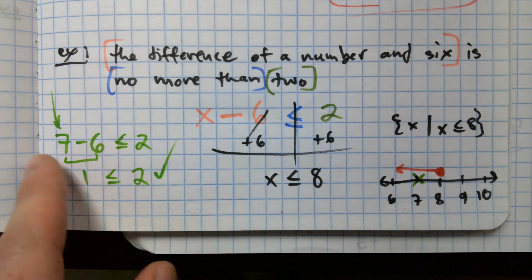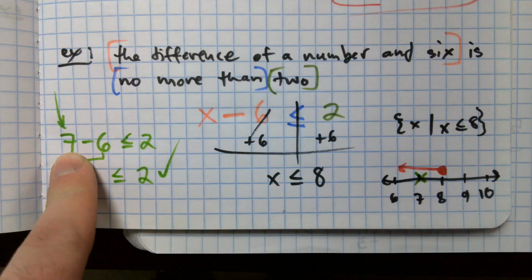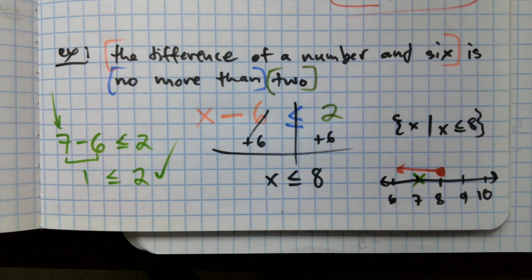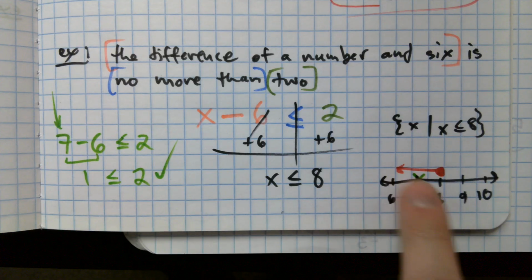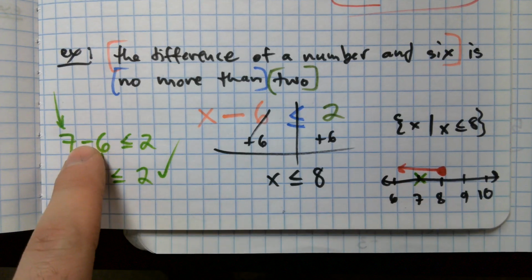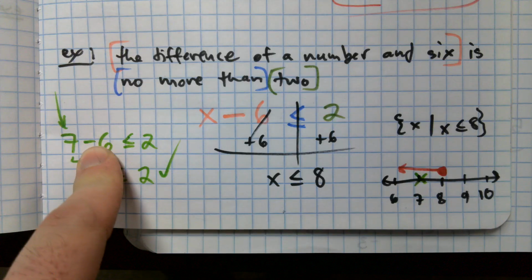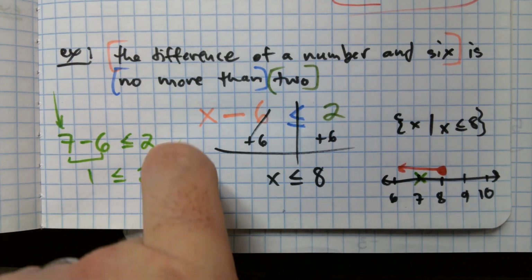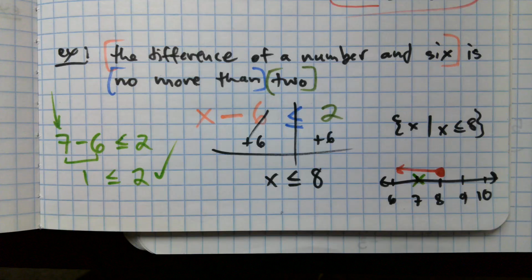Right? If I'd plugged in 10, what's 10 minus 6? 4. Is 4 less than or equal to 2? No. So that would not be right. But what if I plugged in 8? What's 8 minus 6? 2. Is 2 less than or equal to 2? Yes, they are equal. So that counts. That's why my dot's closed on that one. Okay?